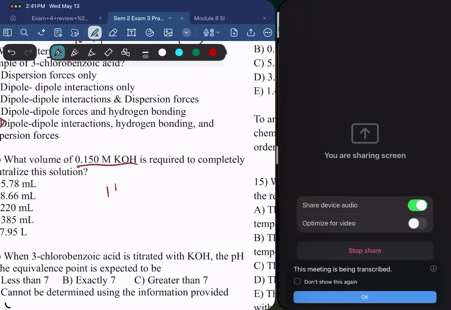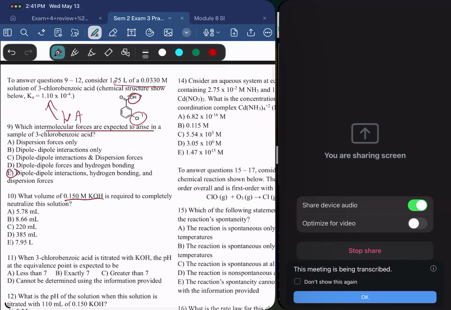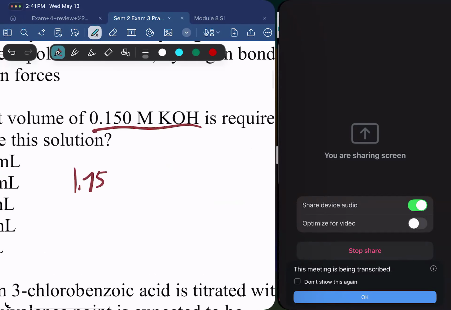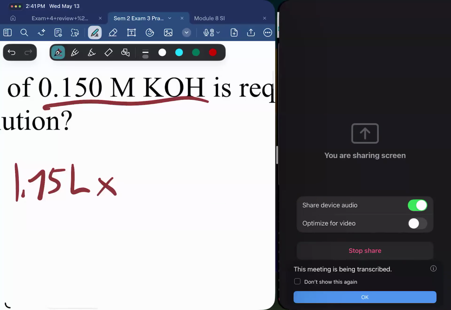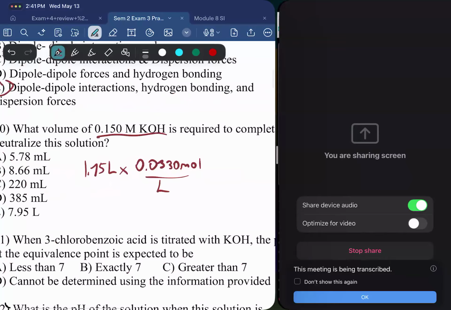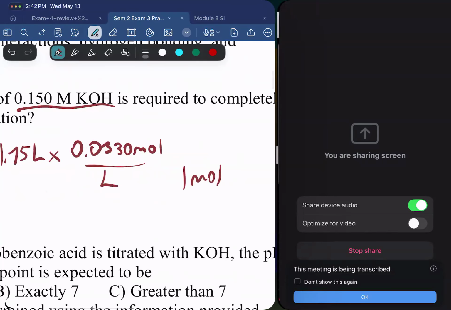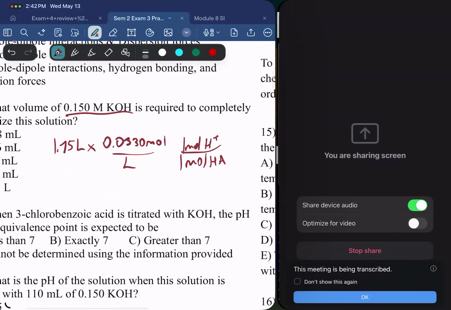So why is that important? When we do this question, we need to figure out the moles of benzoic acid that's being produced, right? So we use 1.75 liters times the molarity, which is 0.0330, and this is mole over liter. For every 1 mole of this acid, we're going to be producing 1 mole of H plus. And so this will equal the H plus amount.